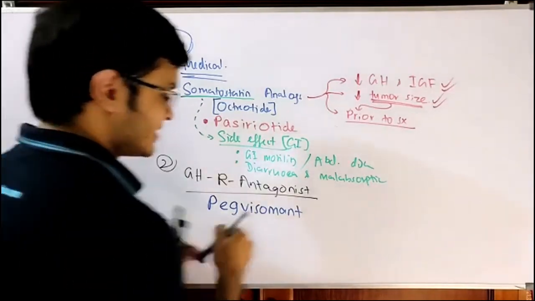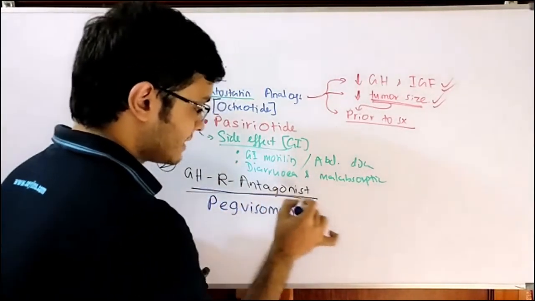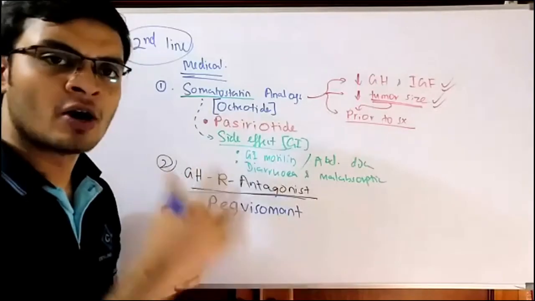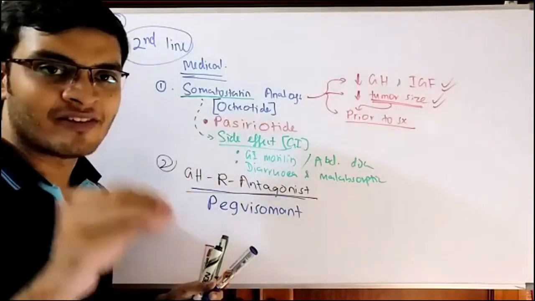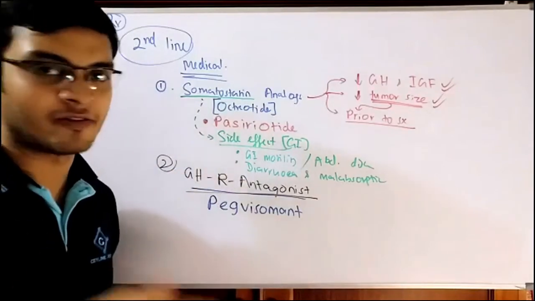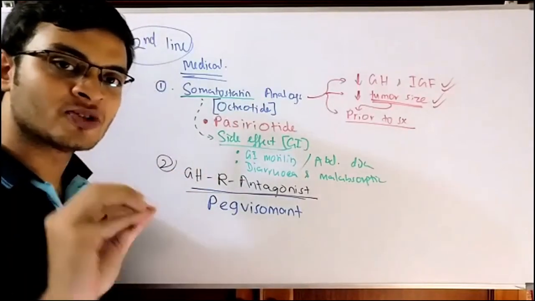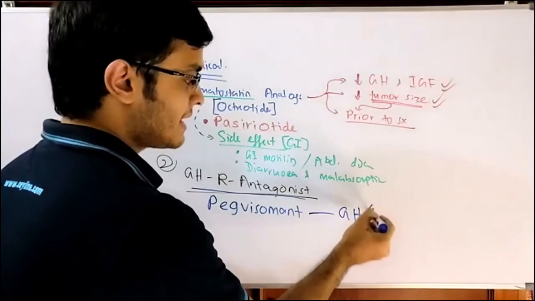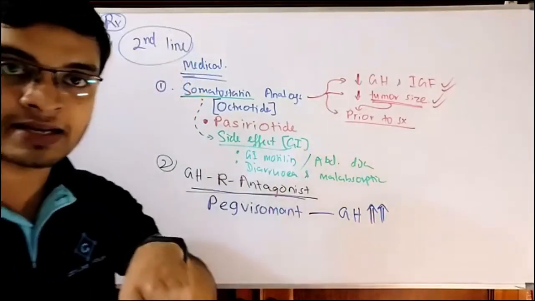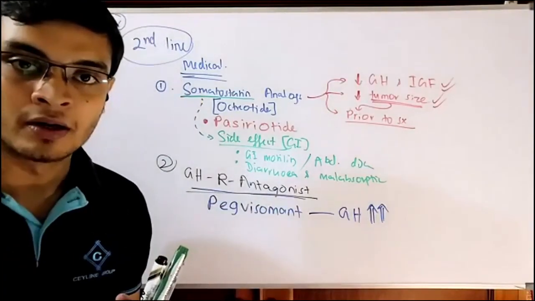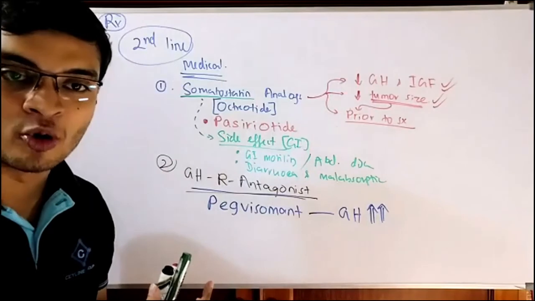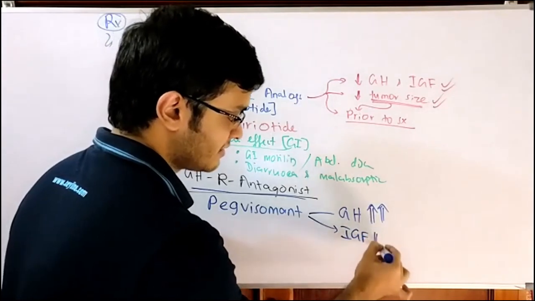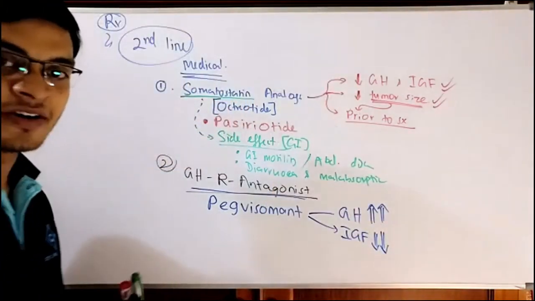Excellent. Look at this, guys. This growth hormone receptor antagonist does not work on our pituitary. It goes all around the body, and wherever growth hormone receptors are there, it will block that receptor. So there is no reduction in growth hormone production and secretion, so growth hormone remains elevated. But what happens if the receptor is blocked? Let's say one of the receptors is in the liver. If the liver cannot take up growth hormone, what will happen to IGF? IGF will be seen to reduce.